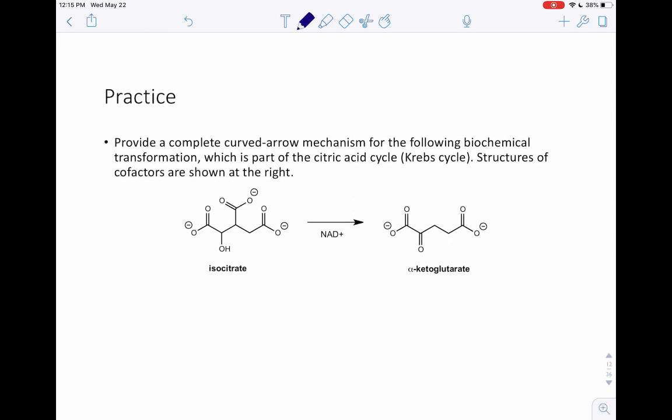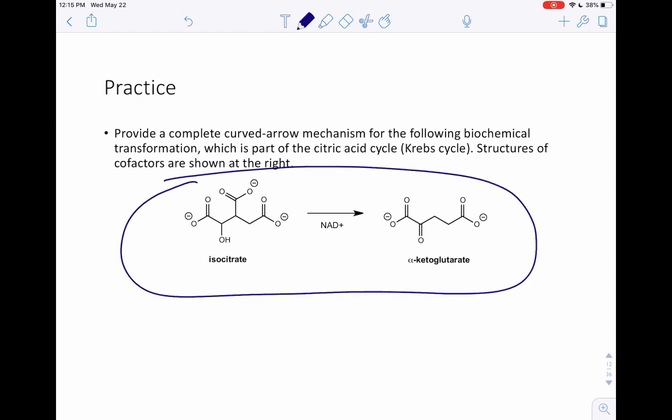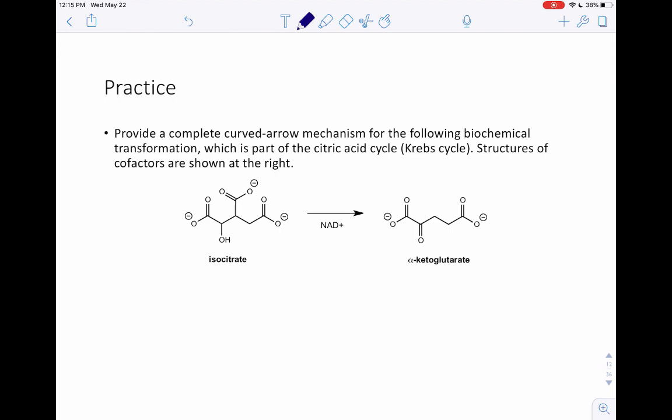Okay, now that I've shown you how NAD+ and NADH work, I would like for you to try to draw a complete curved arrow mechanism for this transformation, which is part of the citric acid cycle. I suggest that you start by figuring out what bonds are made and broken. So give it a shot and then come back to the video.